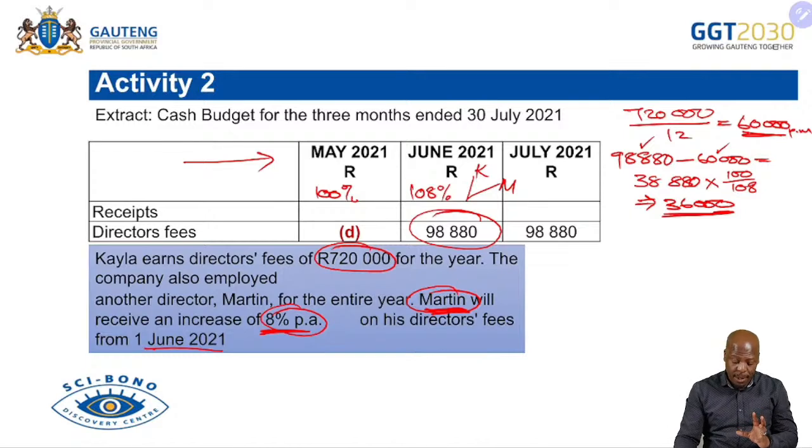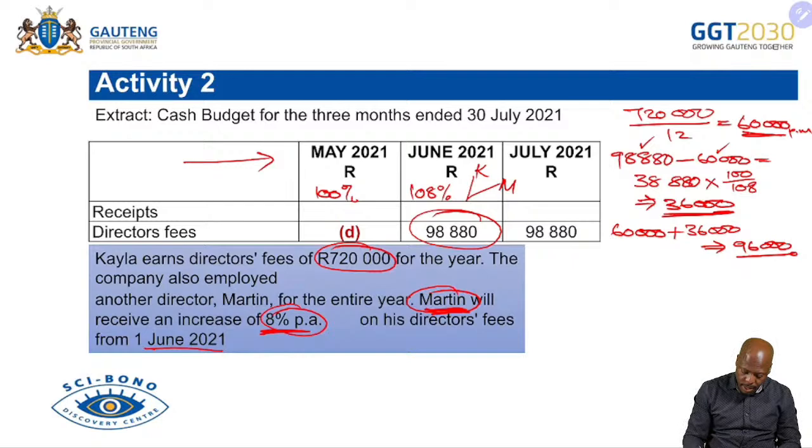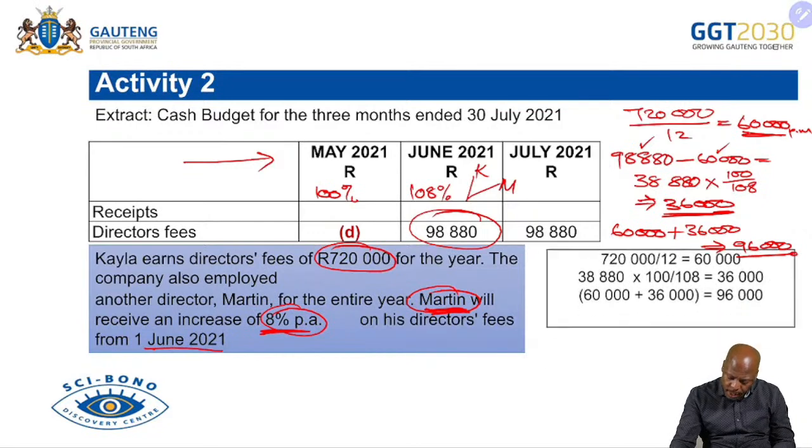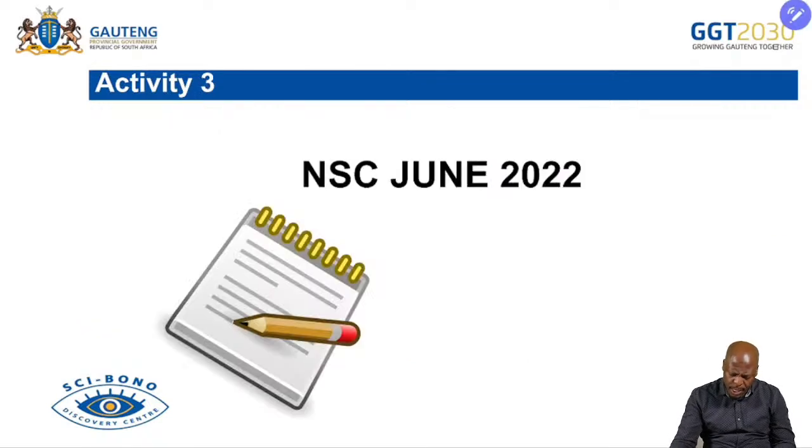So we can now say what Kayla is earning, which is 60,000, plus what Martin is earning before increase, which is 36,000. We add those two, they should give you an amount which is 96,000. So if we come to D, D is 96,000. Okay. There it is. Let's quickly go on to the next aspect, dear learners.